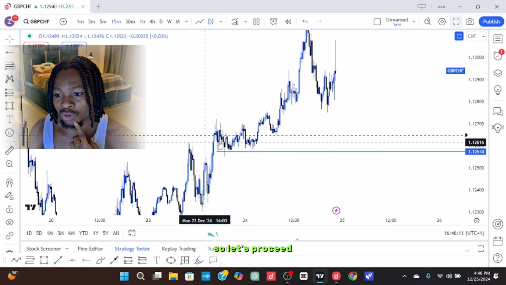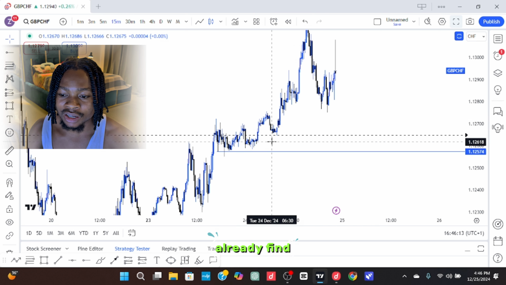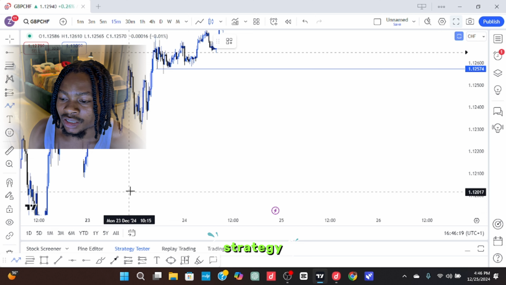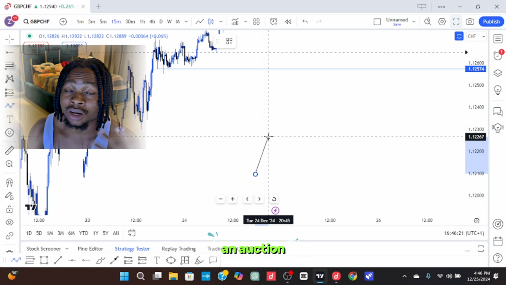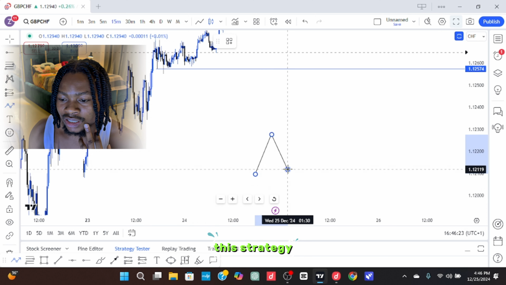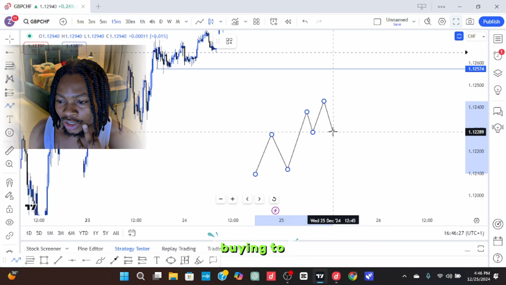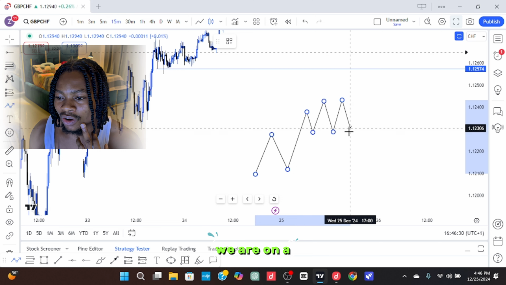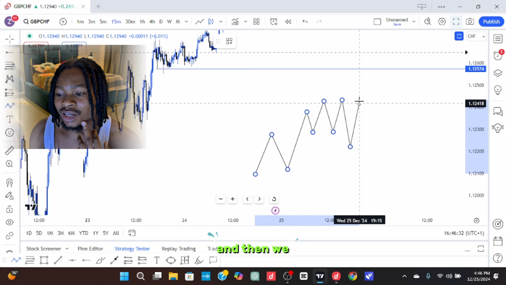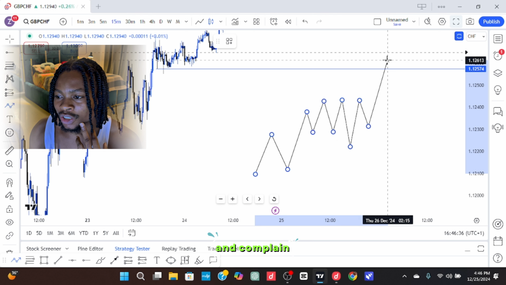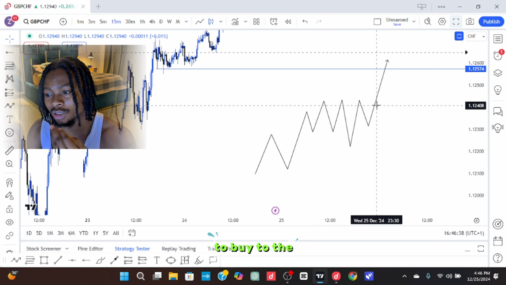So let's proceed with what I'm saying here. We already found a demand zone. Now the next thing is my strategy. Now there's a strategy I use on an uptrend. This strategy is, let's say price was buying to the upside, and then now we are on a demand zone like this, and then price took out a low and then does this and completes to buy and continues to buy to the upside.